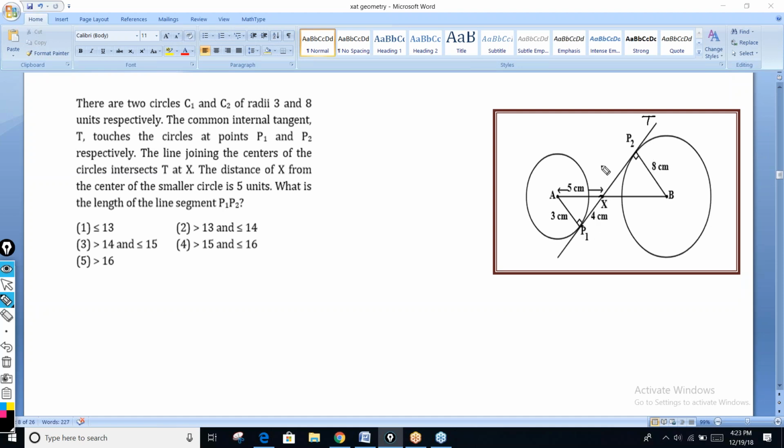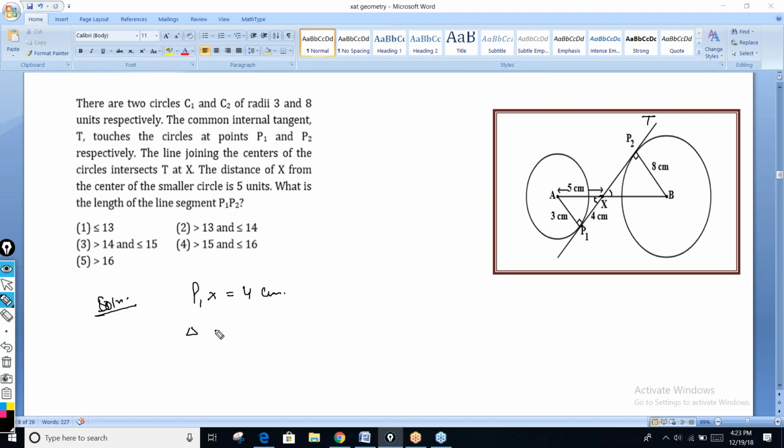We need to find out this length. So this is the radius 3, this is 5. So obviously we can get the value of P1X, which is nothing but 4. First step. Now P2, we know the radius is 8. Do we know this angle and this angle are equal? Vertically opposite angles. This angle is 90 and this angle is 90.